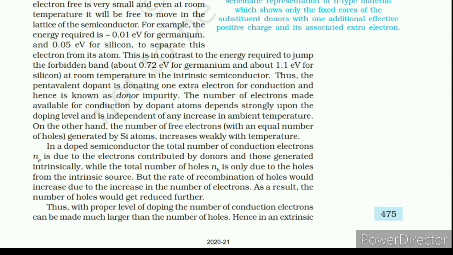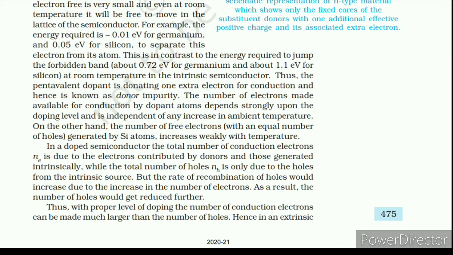Therefore, the dopant atom of p-type material can be treated as a core of one negative charge along with its associated hole, as shown in figure 14.8b. Here, holes are majority carriers and electrons are minority carriers. Therefore, extrinsic semiconductors doped with trivalent impurity are called p-type semiconductors. For p-type semiconductors, the recombination process will reduce the number of intrinsically generated electrons to NE. We have, for p-type semiconductors, NH is very much greater than NE.